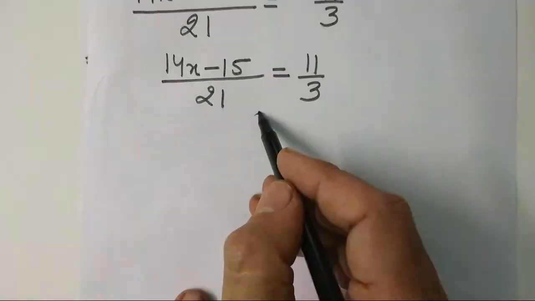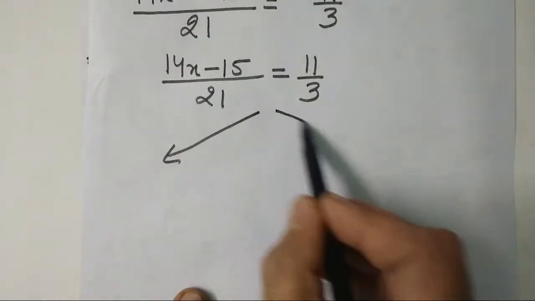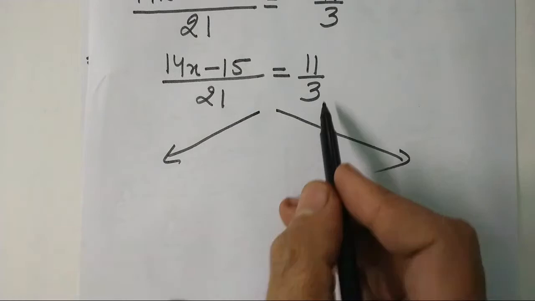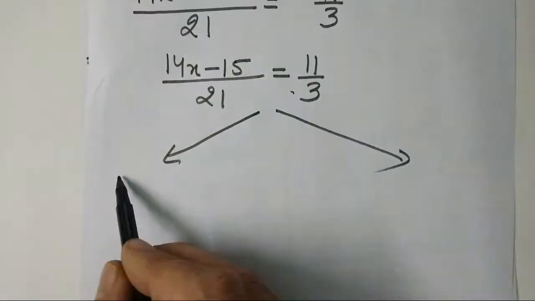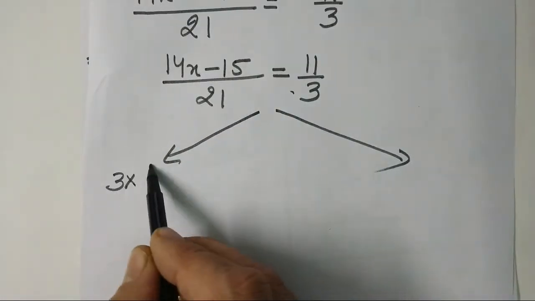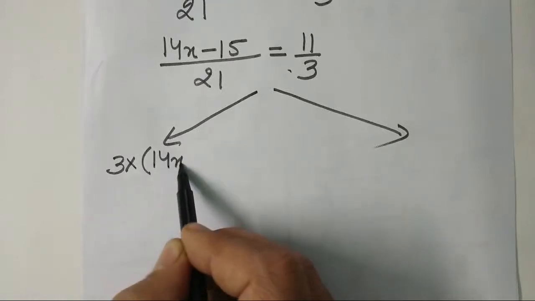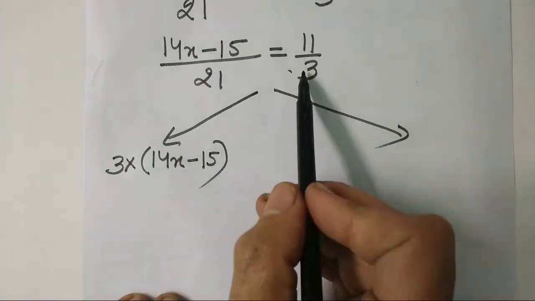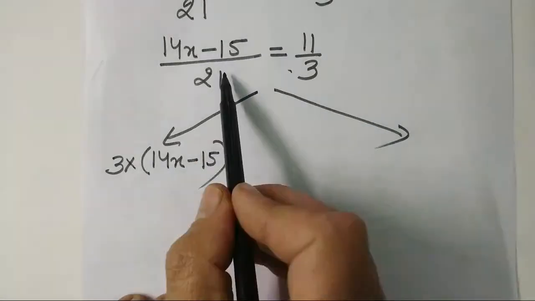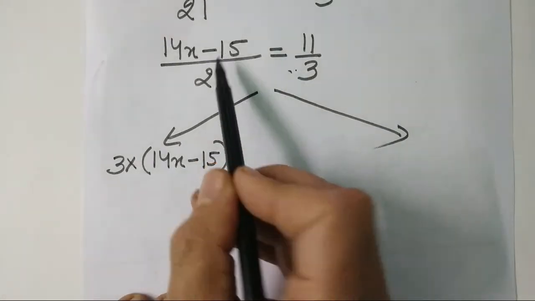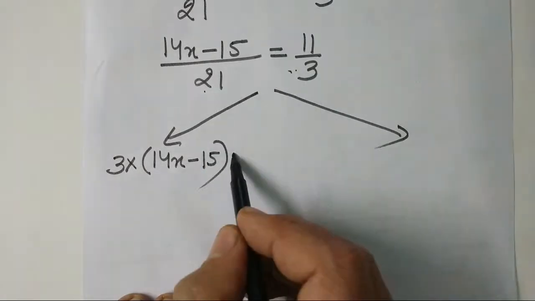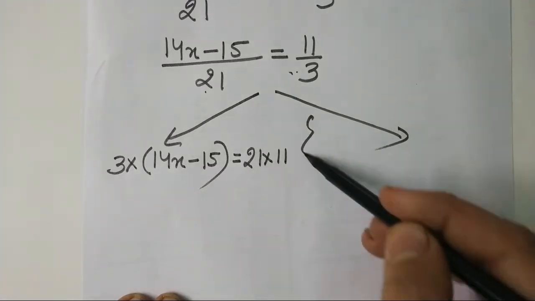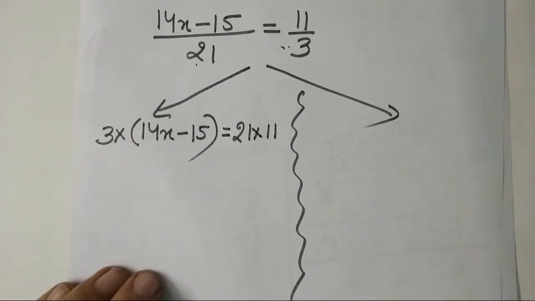The normal method is this left side. The fast method is this side. So the normal method is, 3 will come here, so it will become 3 multiplied by 14x minus 15. 3 will come here, 3 into this bracket and 21 into this, so it will become 21 into 11. So this is the first normal method which everyone uses.